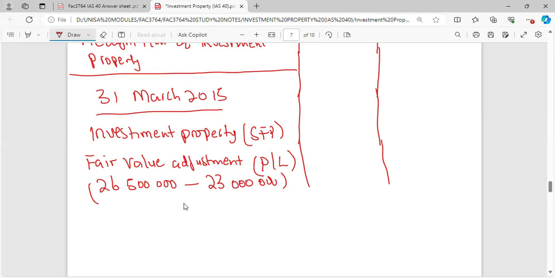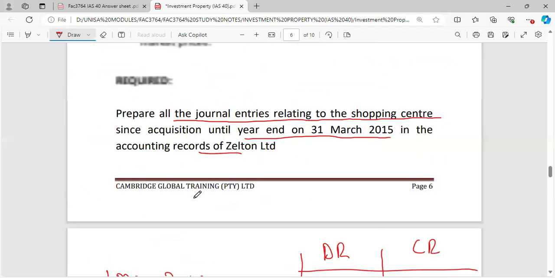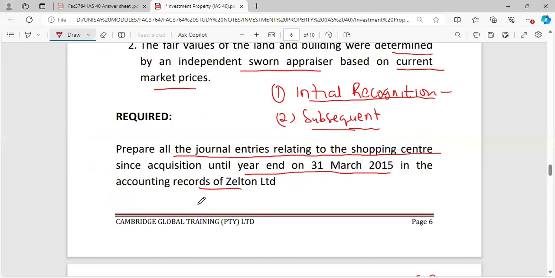So it's going to be 3,500,000 here. So that's how you record your journal entries if they ask you to record at initial measurement and subsequent measurement.